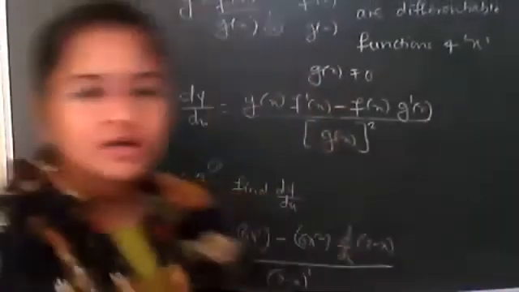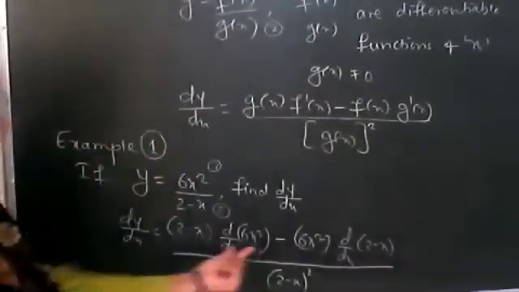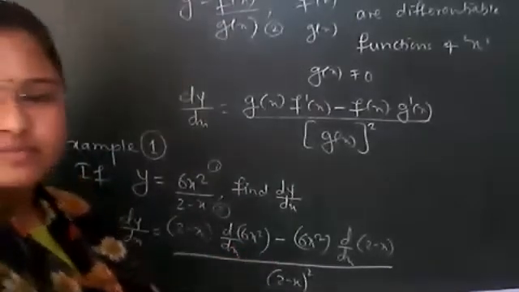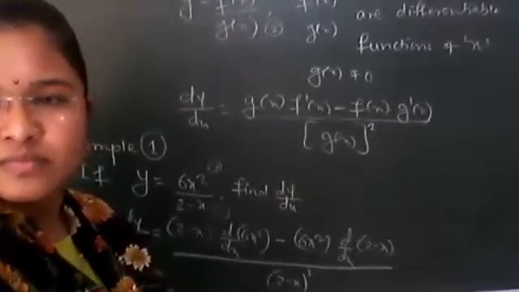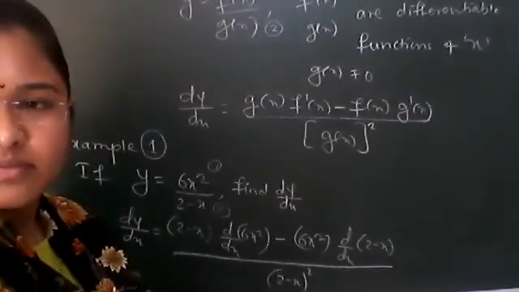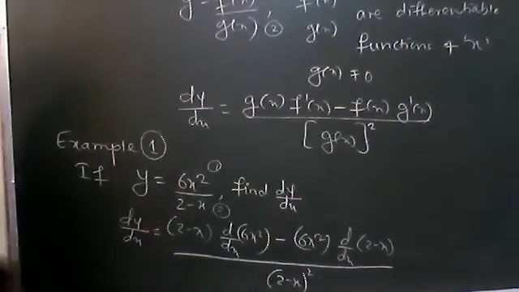Okay. So what is the derivative of 6x square? It is very easy. What is the derivative? 12x. Okay.